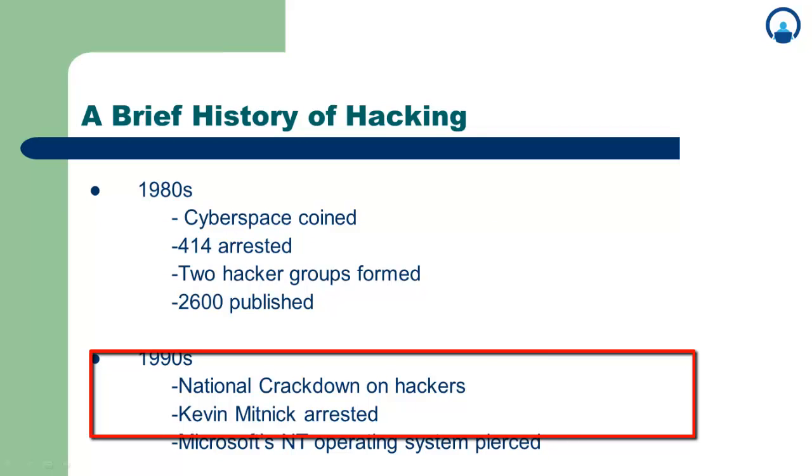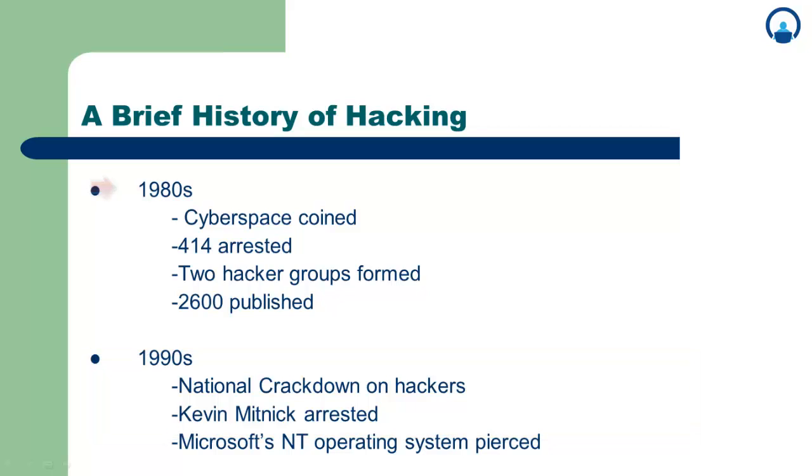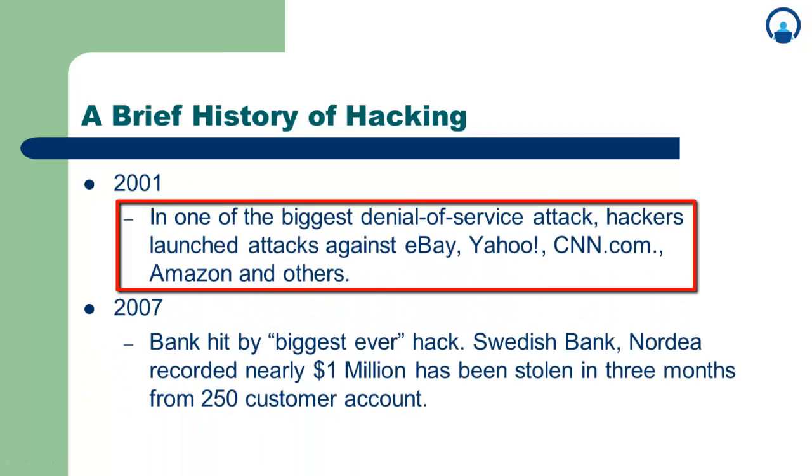During the course of time, there have been many hacking incidents. Some of the famous hacking incidents are: in 1980, 414 people were arrested from two hacker groups. In 1990, Microsoft operating system Windows NT was hacked. In 2001, shopping websites like eBay, Yahoo, CNN, Amazon, and many others had a denial of service attack, that is a DOS attack, and basically their servers hung and wouldn't work.